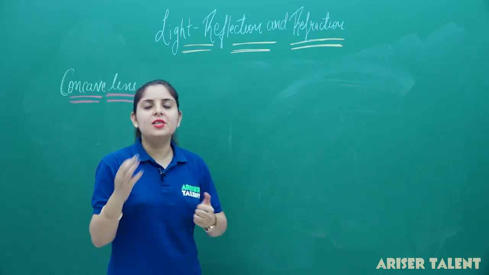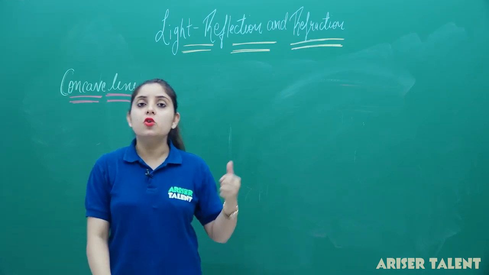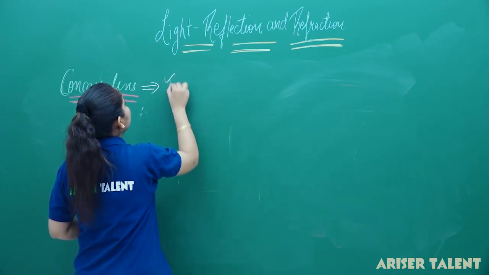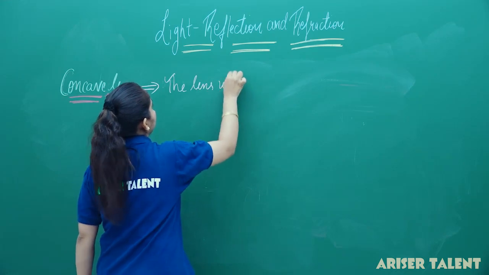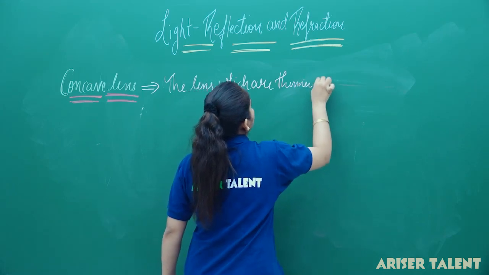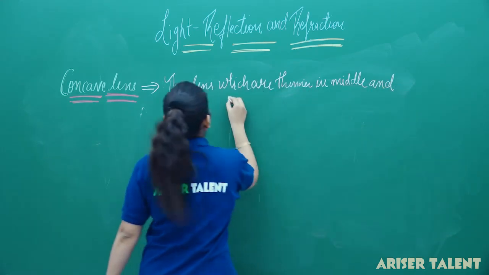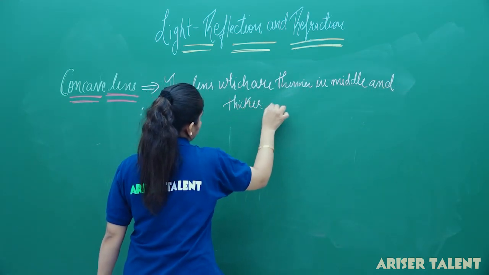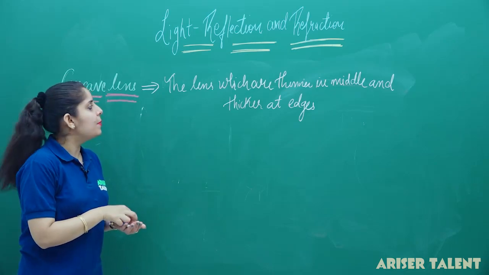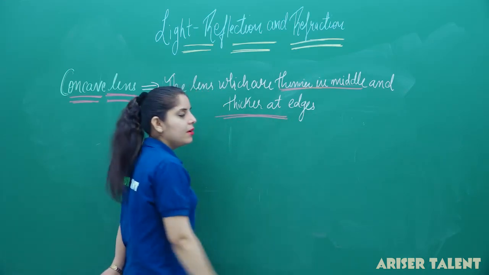These have a definition just opposite to that of the convex lens. Convex lenses are thicker in the middle and thinner at the edges. So these lenses will be thicker at the edges and thinner in the middle. We can say that the lenses which are thinner in the middle and thicker at the edges will be our concave lenses.